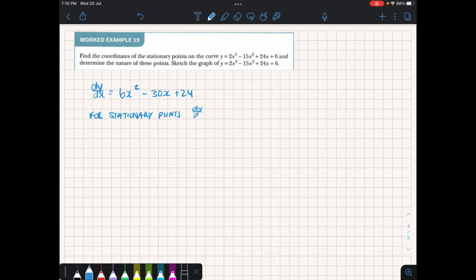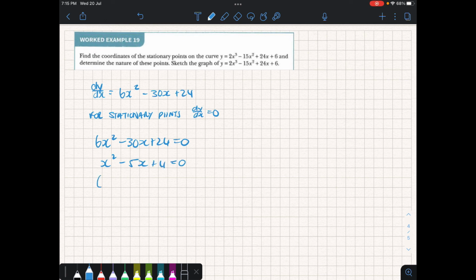The gradient is equal to zero. So we'll set the derivative to zero and we'll find our stationary points. So we have 6x squared minus 30x plus 24 equal to zero. The first thing we're going to do is simplify this. We're going to divide through by 6 and get x squared minus 5x plus 4 equal to 0.